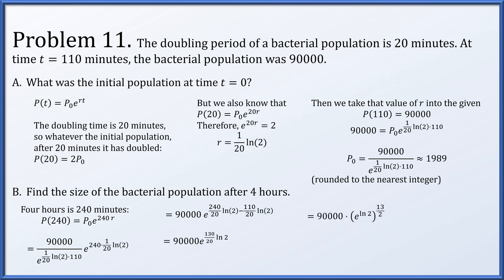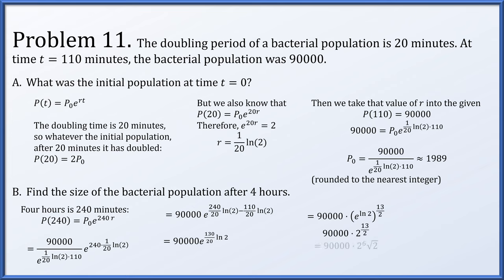130 over 20 is just 13 over 2, but observe, due to properties of exponents, if I have e to one number times another, I can write this as e to the log 2, then raised to the 13 over 2. Why would I do that? Because e to the natural log of 2 is exactly 2. So we have 90,000 times 2 to the 13 over 2.